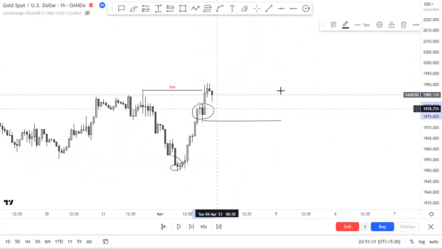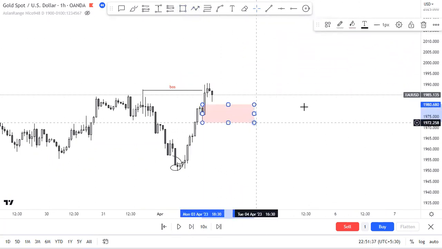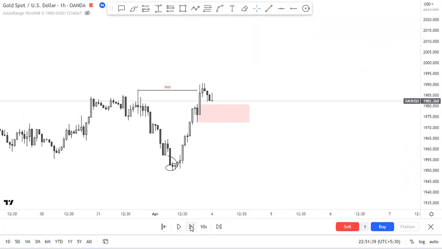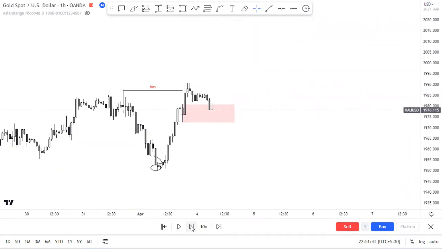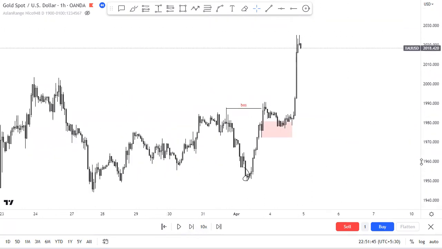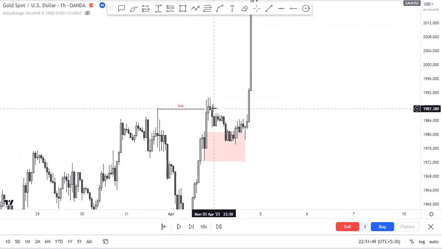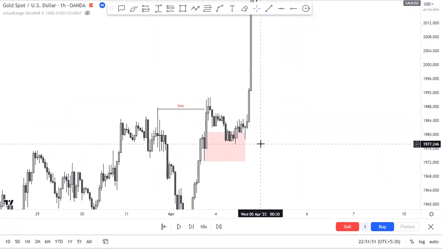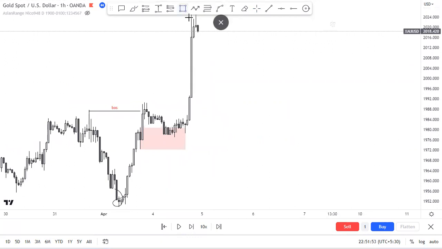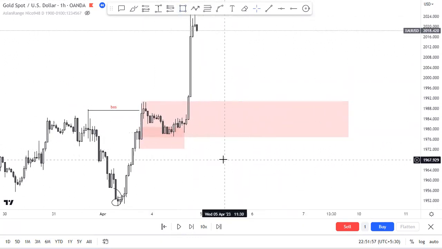I'll just delete this demand. And the price tagged and it's boom. And look, now we need to look. Price is forming a demand area after the break of structure. So it needs to be validated at least one time. Make sure. So this is the whole demand area. I won't take this whole demand area.